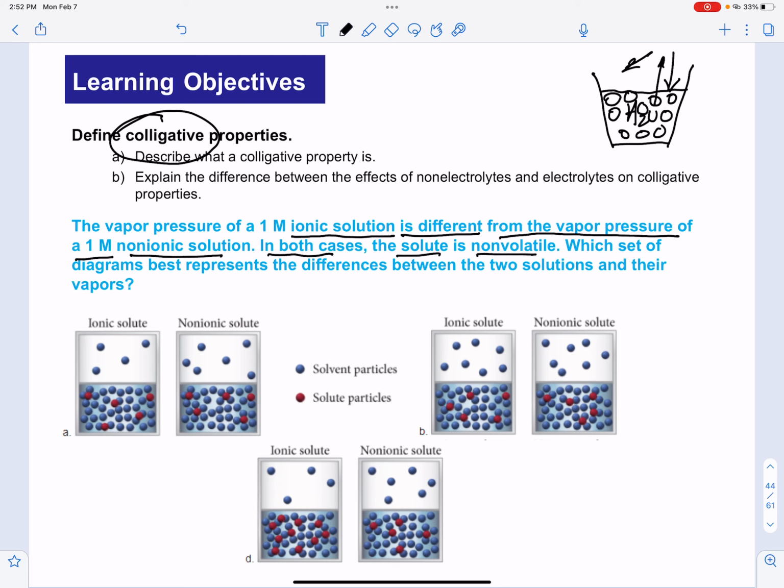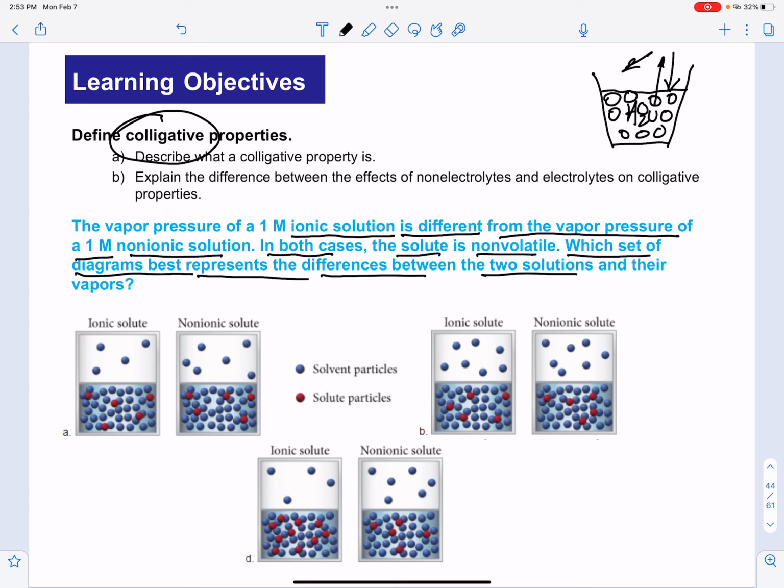This is telling me that the solute that I'm putting in that water is not going to escape. It is retained in the water. The forces holding it there are too strong for it to escape. And the question is, which set of diagrams best represents the difference between the two solutions? The difference is that they're different. They're not the same vapor pressure.